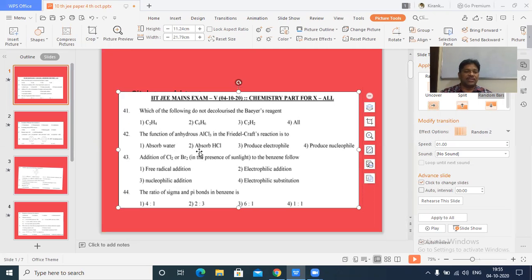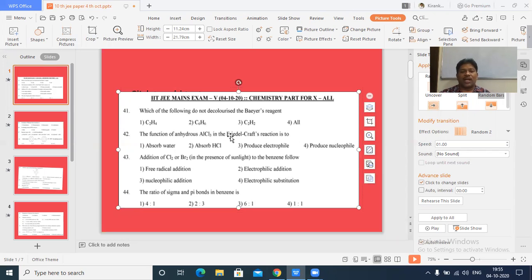And the second one is the function of anhydrous AlCl3, aluminum chloride, in the Friedel-Crafts reaction. So here AlCl3 is an electron deficient species. Electron deficient species means Lewis acid, an electron pair acceptor. So an electron pair acceptor will always gain an electron pair from others. It will act as an acceptor of electron pair. So Lewis acid it is.